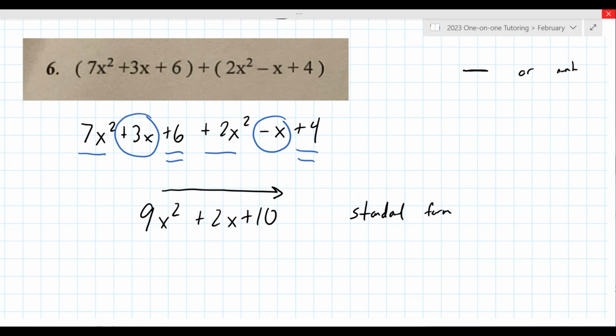We haven't seen any that are rearranged, but I guess I wouldn't put it past your teacher to do that on a test or a quiz.